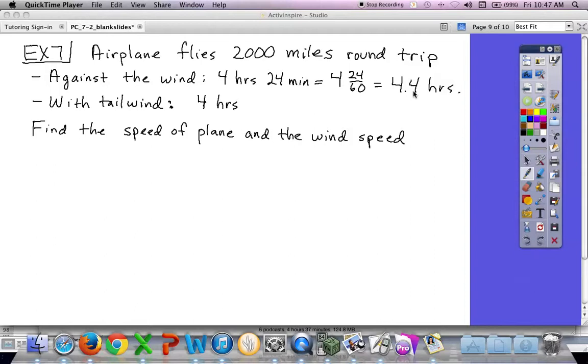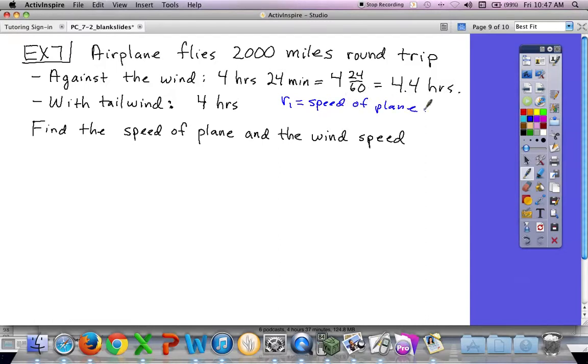On the return flight, the same distance is traveled in 4 hours because now we're not flying into the wind, it's actually at its back, right? So when you're flying against the wind, define R1 as the speed of the plane, the speed that the plane is exerting to try to go in that direction, and R2 as the speed of the wind. Then when you're flying against the wind, the net speed is the speed of the plane minus the speed of the wind. They're working against each other.